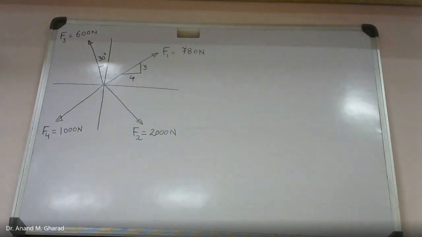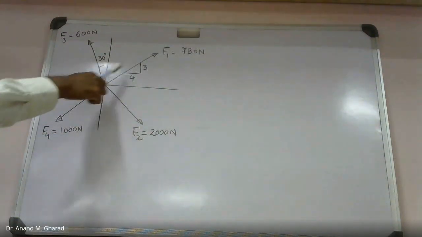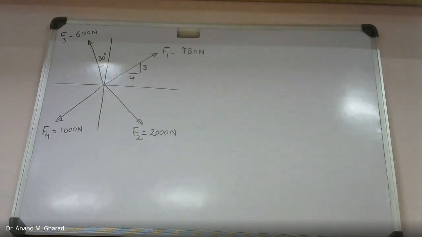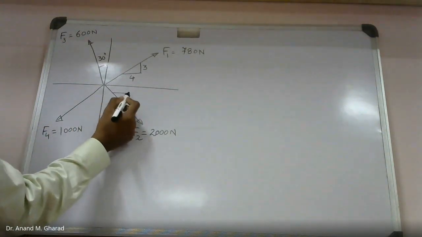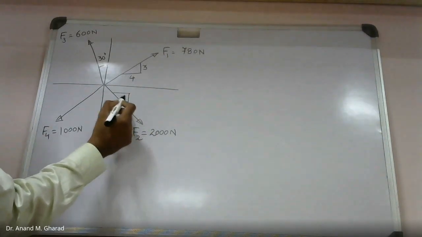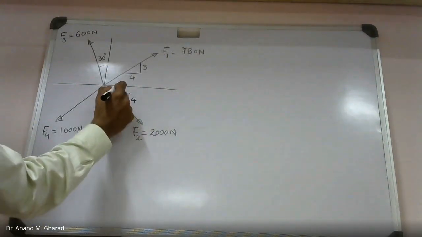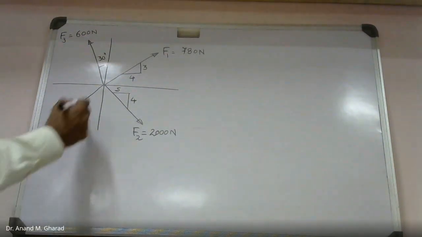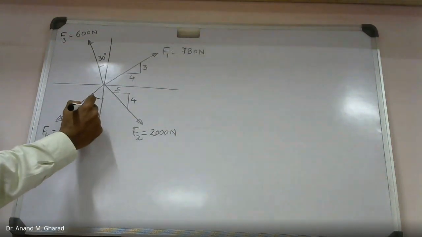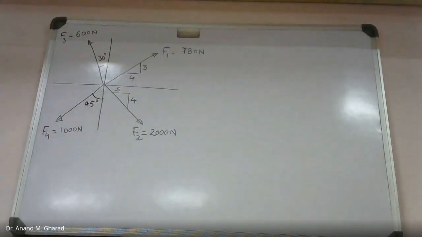Slope is given. 3 vertical and 4 horizontal. This is the slope for force F1. Right. So this is 4 vertical and 5 horizontal. This is another slope which is given. This angle is 45 degree. You are supposed to identify the resultant of this concurrent force system.